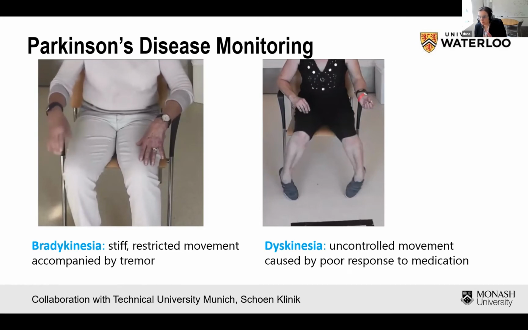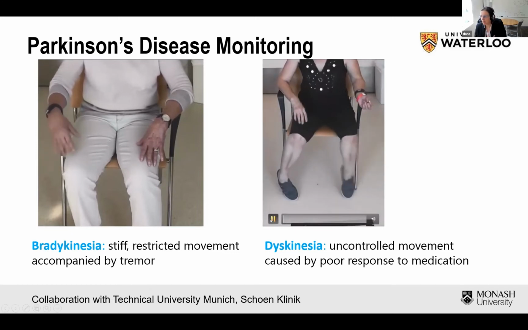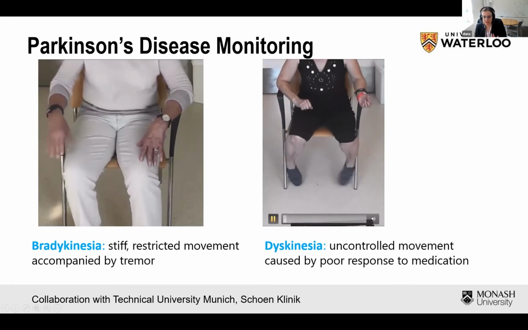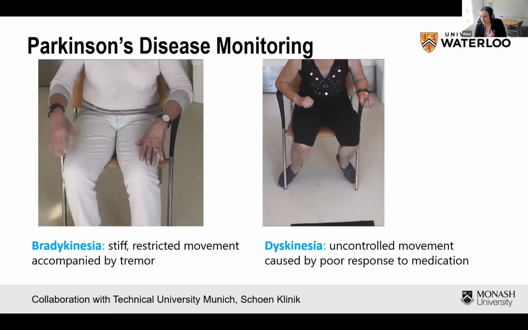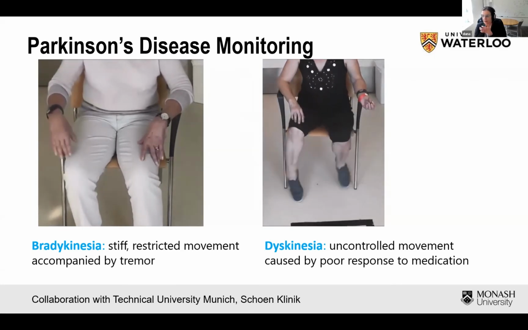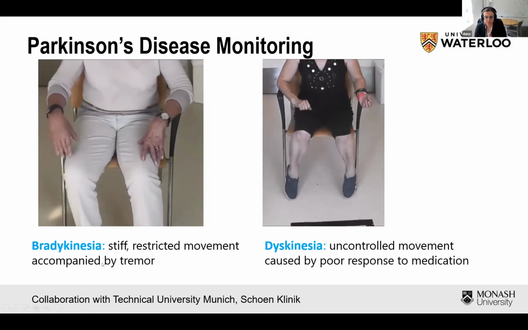These motor symptoms can be treated with medication, for example, medication like levodopa, but over-medication can also result in motor symptoms. It can result in uncontrolled movement that is known as dyskinesia. And so I'm showing an example. These videos were collected with patients at the Schön Clinic.